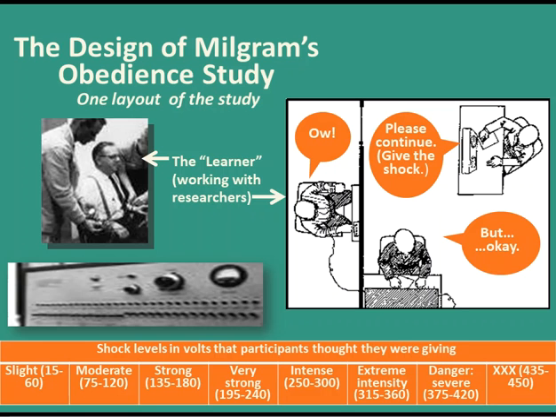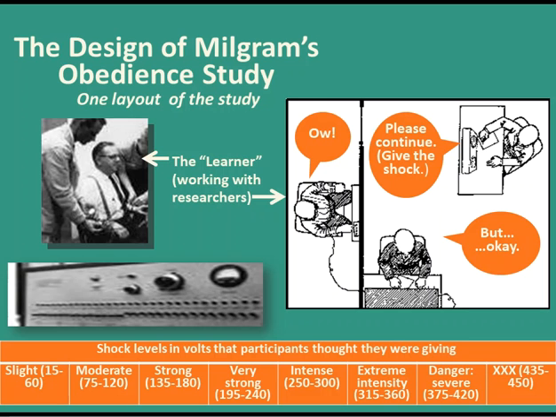There would be a partition in the other room. You would have another person who says, but okay. He's the person who's delivering the shocks. He's the teacher. So a question would be asked of the learner, and if the learner got the question wrong, the teacher would have to flip a switch, delivering a shock. The person in the upper right of this little diagram here is the authority figure.